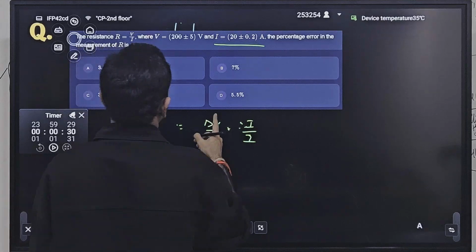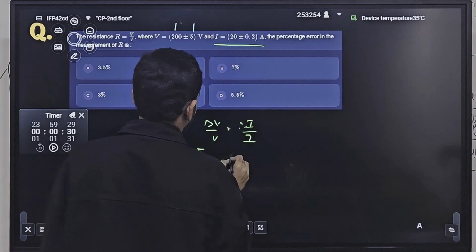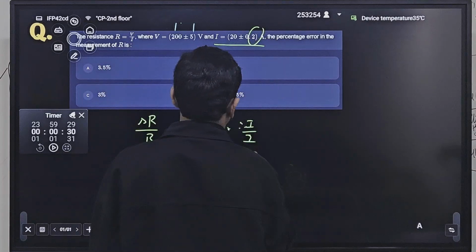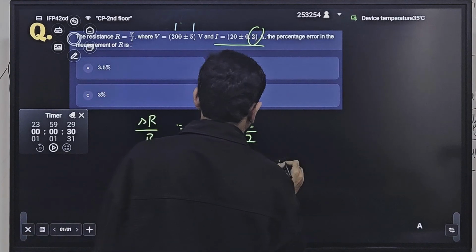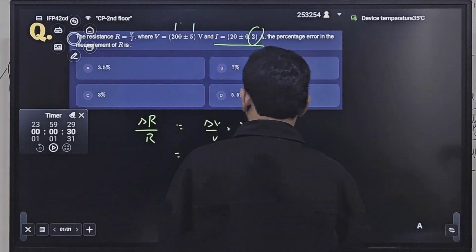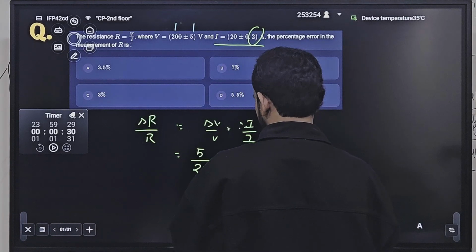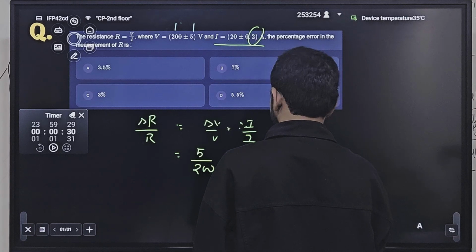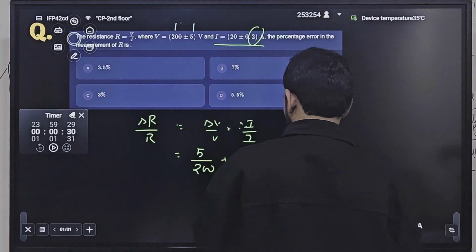How can you write the change in voltage? Delta V is 5, absolute value 200, plus what is the change in current? Error 0.2 divided by what is the absolute value? 20. Now just solve it and multiply it by 100. How much will it become? 5 by 2. That is how much can I say? It will become 2.5 and 0.025. Check the calculation again.